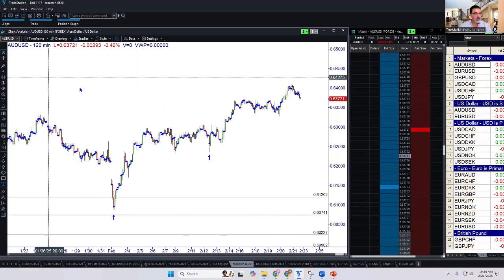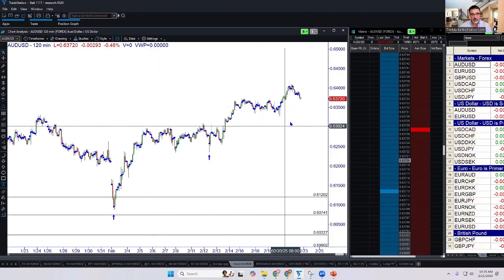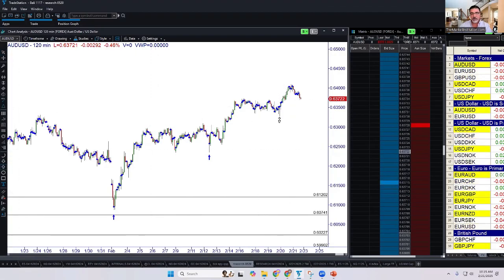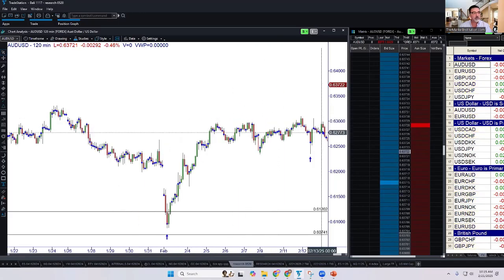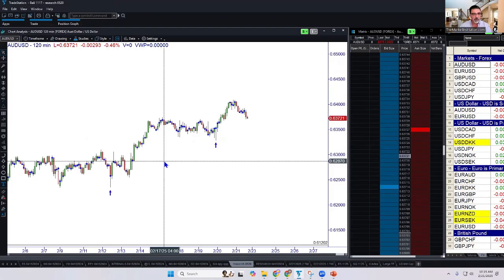Hey, how about 120-minute? Let's look right here. We had this last little trade to the upside. Okay. If I want to know why price changed direction here, I just need to look left. Wow, it's right there, isn't it? 120-minute chart.